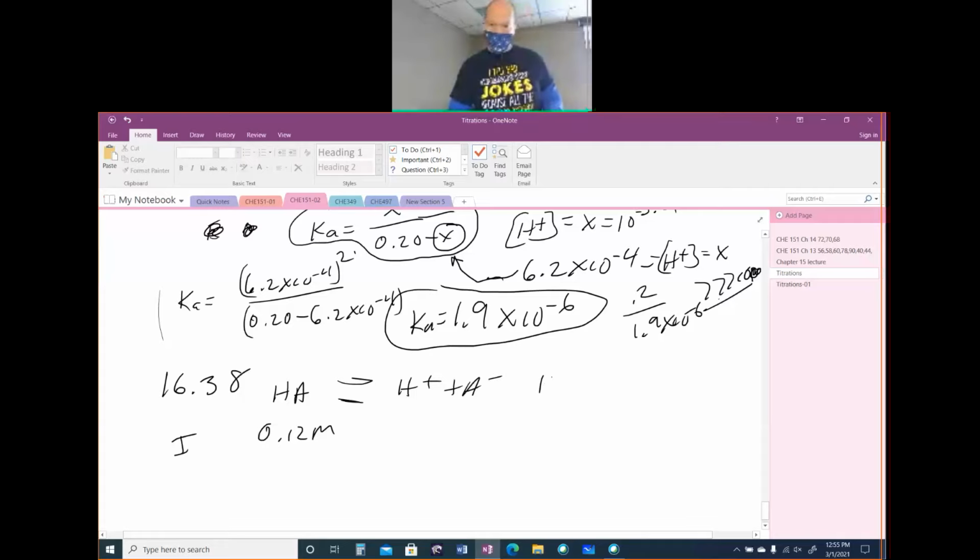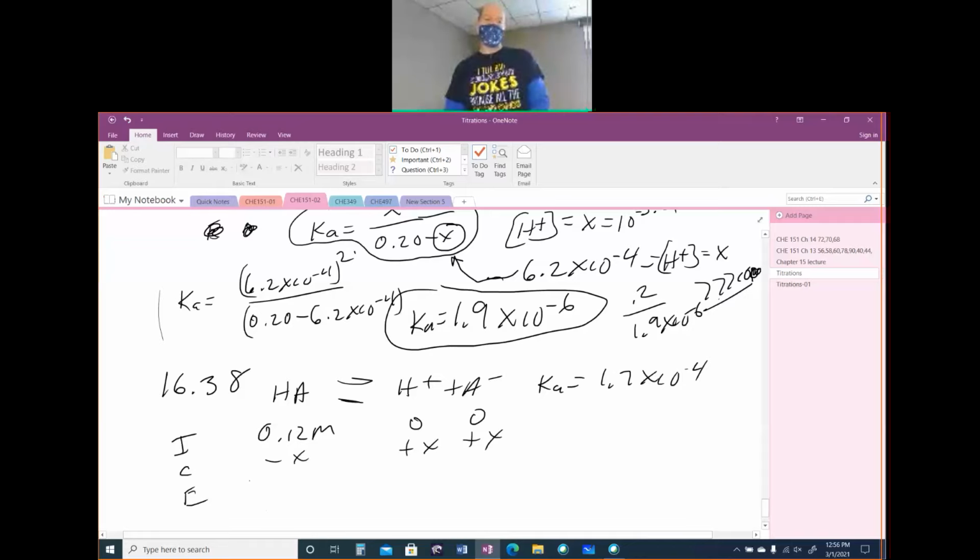And the Ka, you look it up on table 16.1, 1.7 times 10 to the minus 4. All right, so we added 0 H plus. There was nothing about HCl in this problem. There was no A minus. And so they're both 0. So you're ready to go to change in equilibrium. All right, so minus x plus x plus x. You cannot have a 0. 0.12 minus x, x and x.